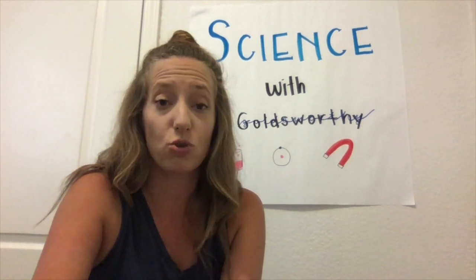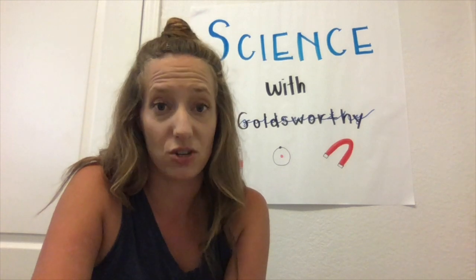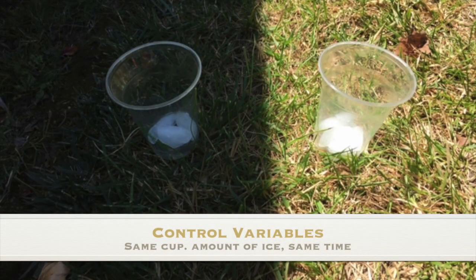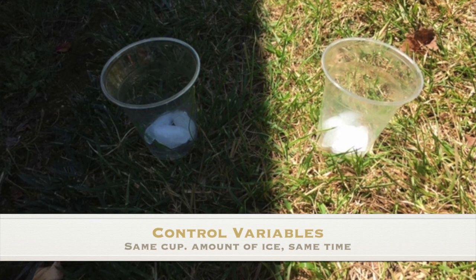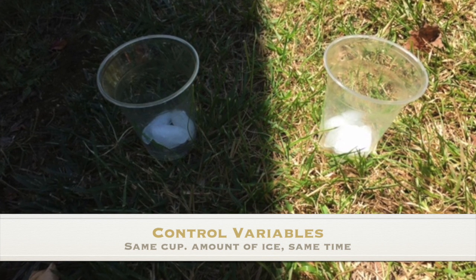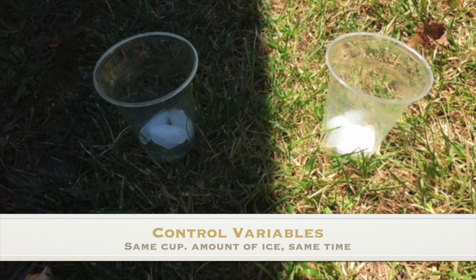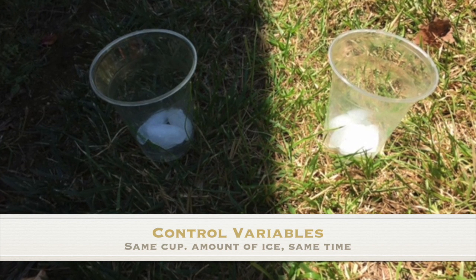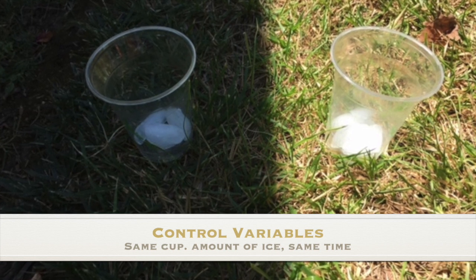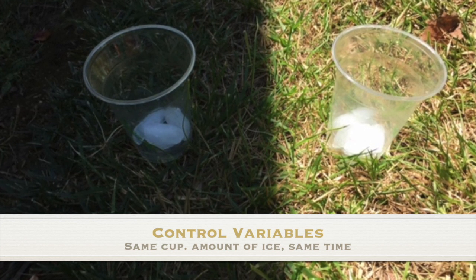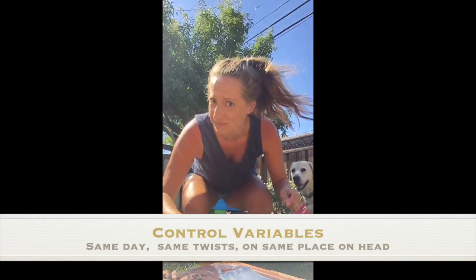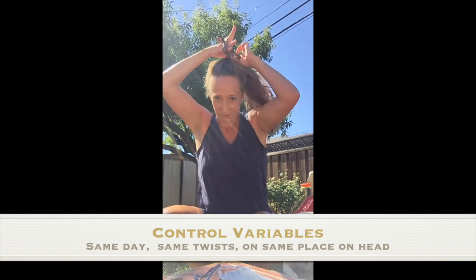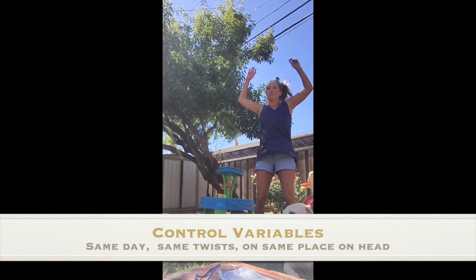So I'm going to go over the 2 different experiments and some control variables that we could have in each of those scenarios. Control variables for this experiment would be same cup, same amount of ice, putting it out at the same time, even though they're in different amounts of sun. I'm sure there's other things, but those are just some variables that you want to keep the same to decrease other factors influencing results. Making sure you're doing the jumping jacks the same time of day, making sure you have the same amount of twists, and the scrunchies are in the same place on your head are all control variables for this experiment.